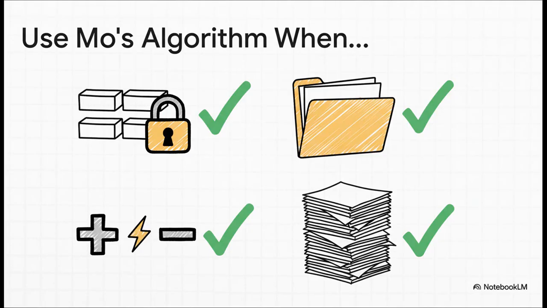First, the array has to be static. No updates to the values between queries. Second, you have to know all the queries beforehand. Remember, it's an offline algorithm. Third, and this is the big one, the problem has to support those super fast O(1) add and remove operations. And finally, it's most useful when you have a large number of queries. If you check all these boxes, Mo's is probably a fantastic choice.